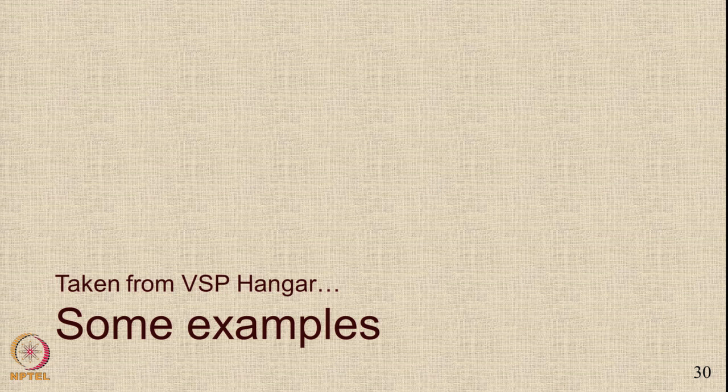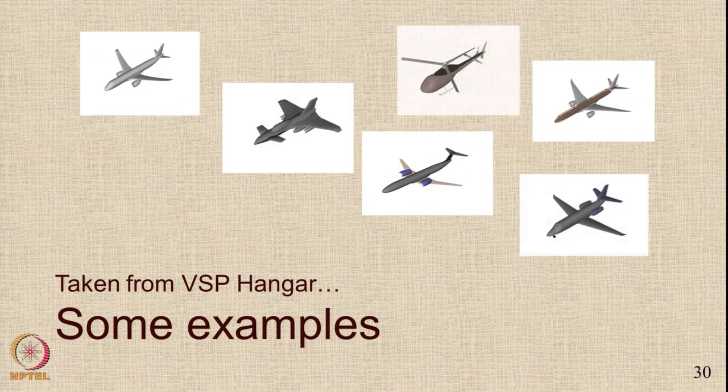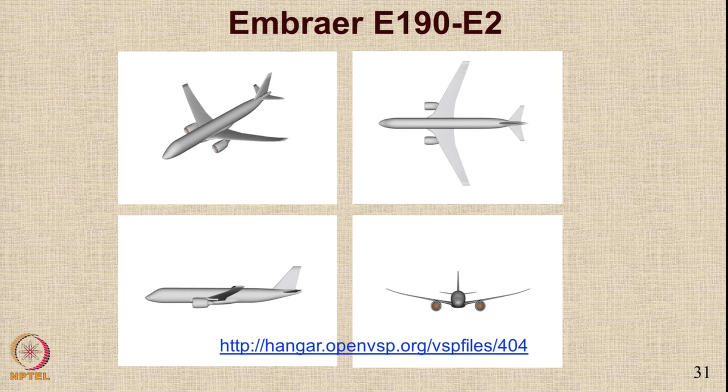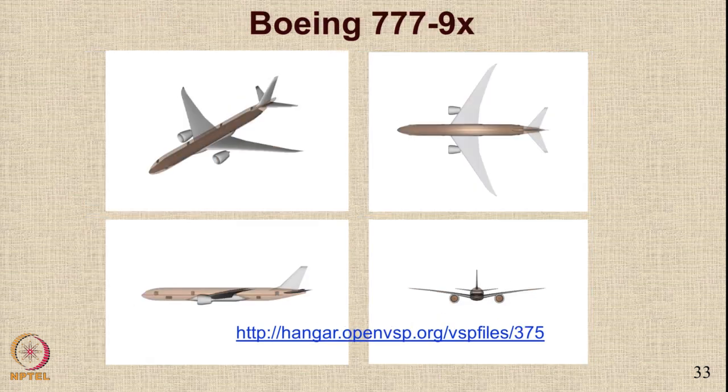And to motivate you, let me show you some examples of very beautiful images of aircraft from the VSP hangar. I will just flash a few of the aircraft which are already there. So you can see fairly complex configurations can also be easily modeled in OpenVSP. So this is an Embraer E190-E2 aircraft. You can see the 3 views and the isometric view. This is the NASA own O6C transonic airliner. This is the Boeing 777-9X.